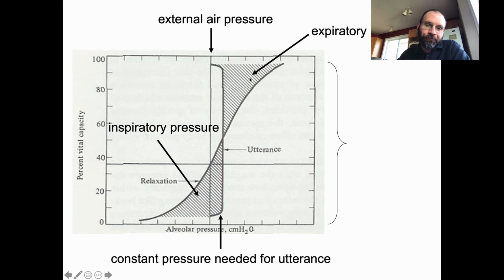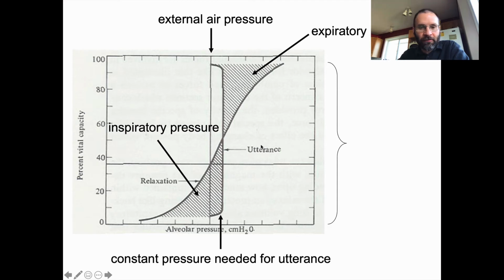So this difference between the relaxation pressure and the constant pressure I'm trying to hold for this utterance is going to come in the form of expiratory pressure on the system. There's going to be a lot of pressure on the system to push air out of my lungs just by default by that relaxation pressure or force. That will continue until the relaxation pressure becomes less than the constant pressure I'm trying to hold for this utterance.